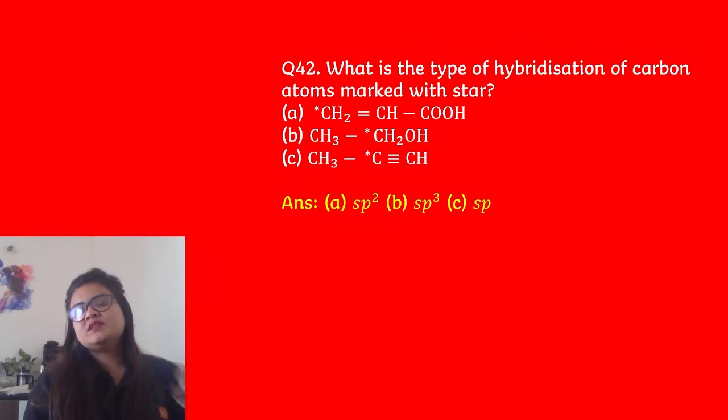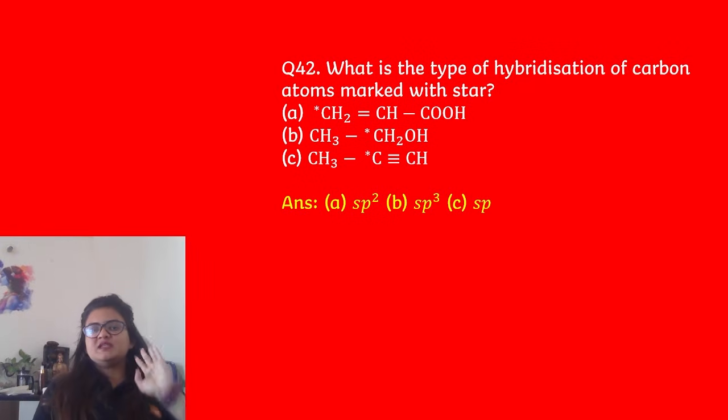Okay, so you can just calculate this with respect to steric number. Steric number means the number of sigma bonds plus the number of lone pairs. Carbon has no lone pair, so just count the sigma bonds.